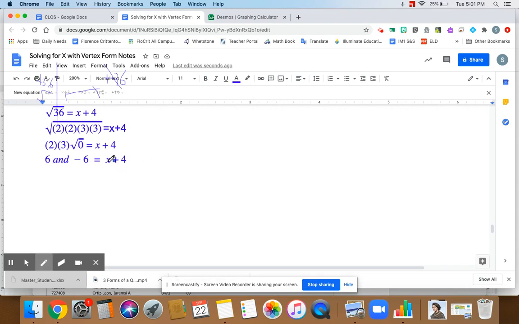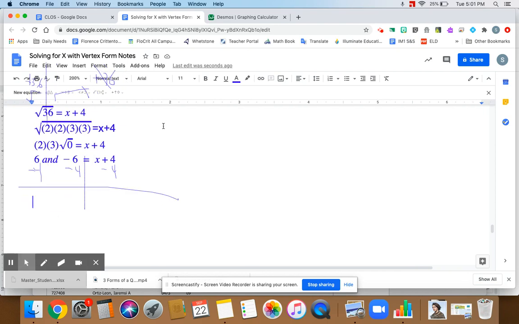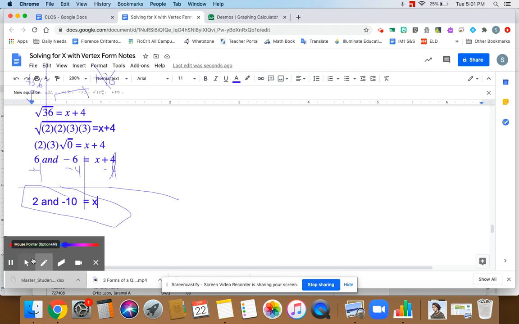it says plus 4, and how do I undo adding 4? I'm going to minus 4 from both my answers. So the answer is 6 minus 4 is 2, and -10, because -6 minus 4 is -10, and that's what x equals, because these eliminated. And those are my 2 answers for this one.